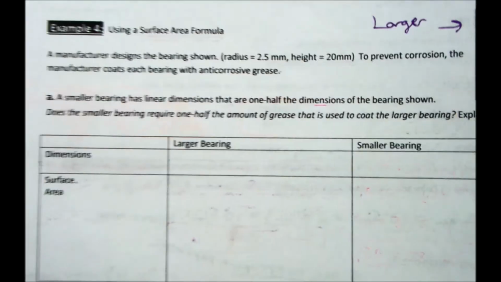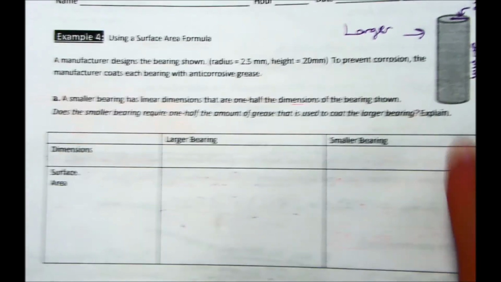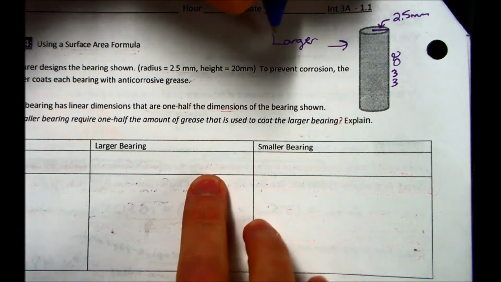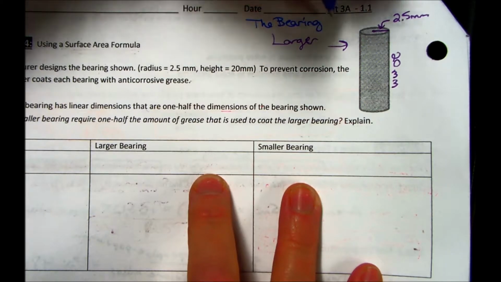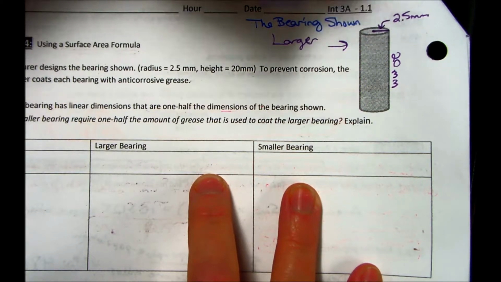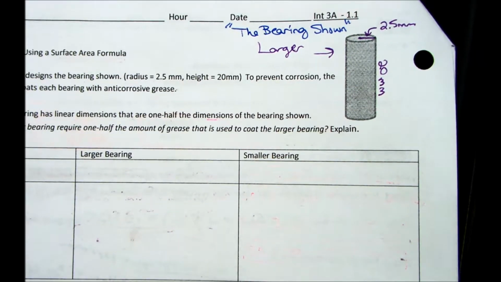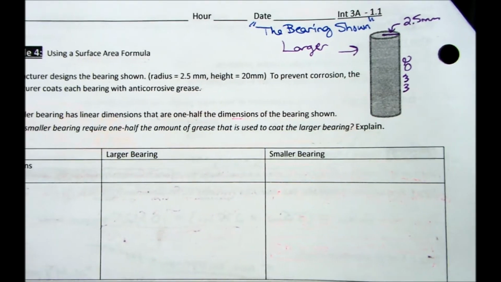Okay, so in this example, we have a manufacturer that's designing a bearing that's shown. So this bearing over here is what we call the bearing shown. It's going to end up being the larger one, but we're going to call it the bearing shown. And a bearing is something that is in gears and things in machinery to help things move smoothly through a conveyor belt or something like that. So anyway, it's just a little rod of metal that's used in machinery.